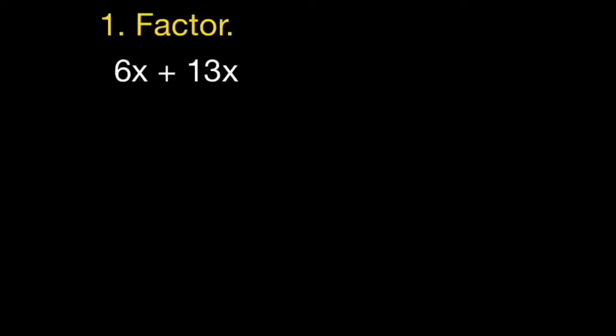Let's begin by considering this example, 6x plus 13x. The term factor means the process of collecting everything your terms have in common. In this instance, we can see that the 6x and the 13x both share a common variable of x, so we can factor out that x. That's going to allow us to rewrite this expression as x multiplied by 6 plus 13.